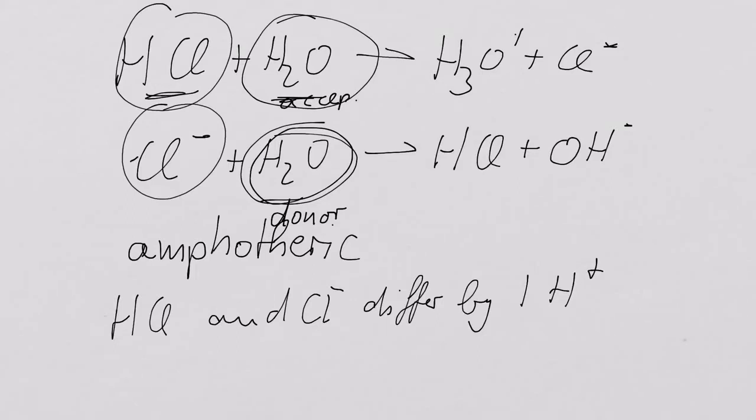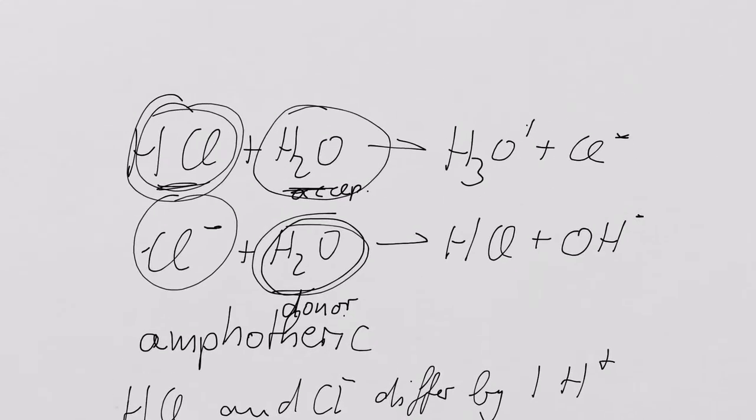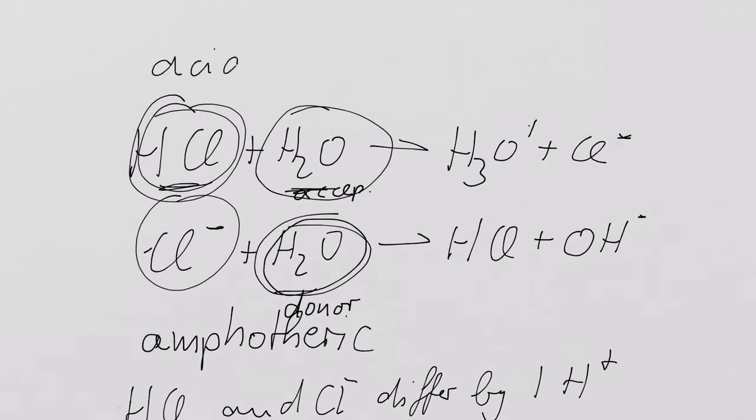Now, HCl, what did we say? It is the donor. What is it? Acid or base? It's an acid, exactly. So it's the acid. Cl minus, what is that? It is the base. It is the acceptor. Yeah? So that's the acceptor.